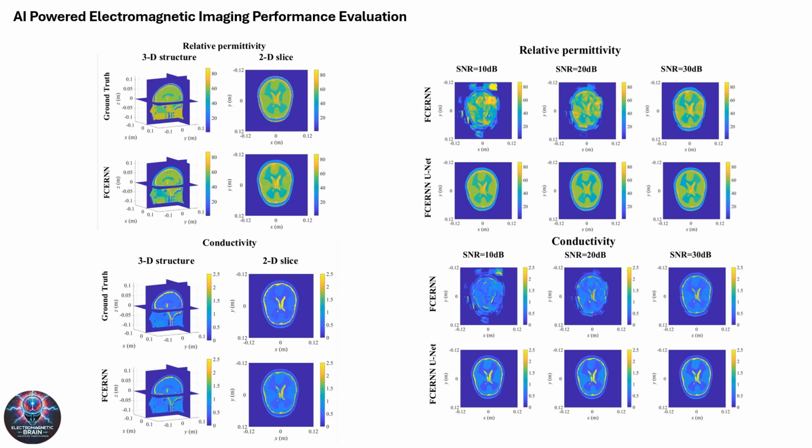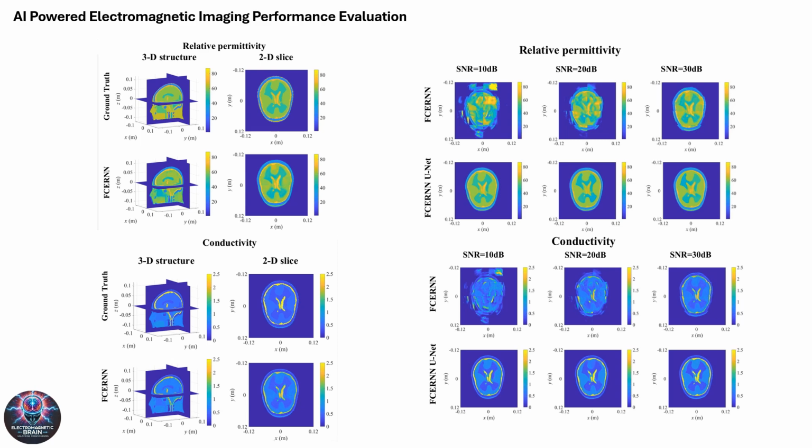However, the FCRNN model isn't without limitations. While it reconstructs the general structure quite well, there are some notable inaccuracies along the tissue boundaries. You'll also notice some artifacts and noise, especially in environments with lower signal-to-noise ratios. As we reduce the SNR, these inaccuracies become more pronounced, leading to blurring and misrepresentation of finer tissue details.